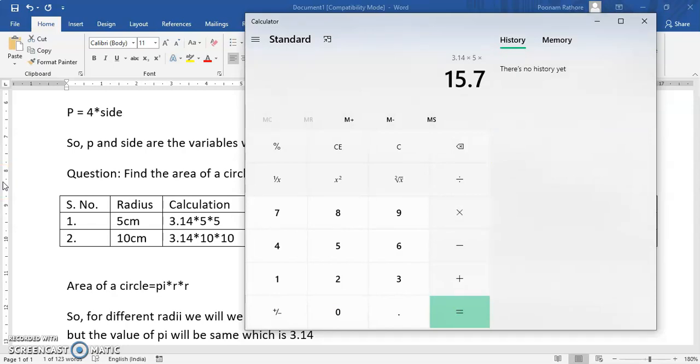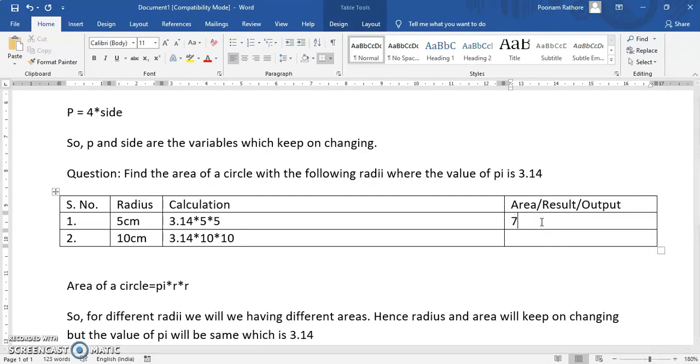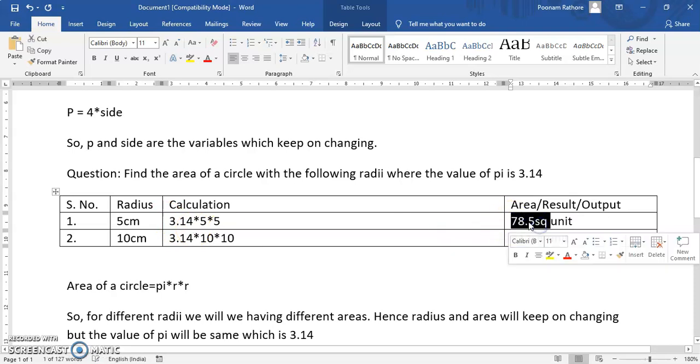3.14 multiplied by 5 multiplied by 5 equals 78.5. So let's write it over here. And next is 10 centimeter. The radius is 10 centimeter. So 3.14 multiplied by 10 multiplied by 10 will give you 314. And you will write centimeter square, square unit you can write. Centimeter square.